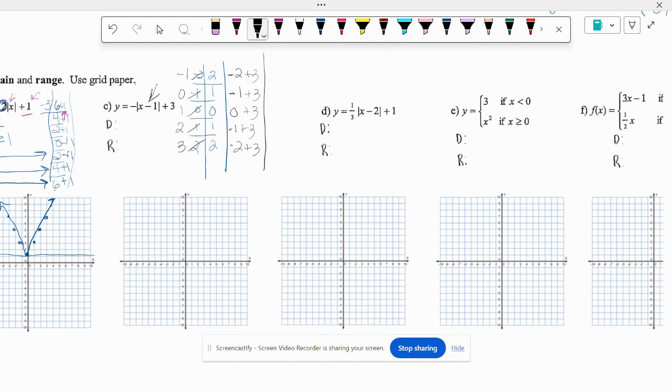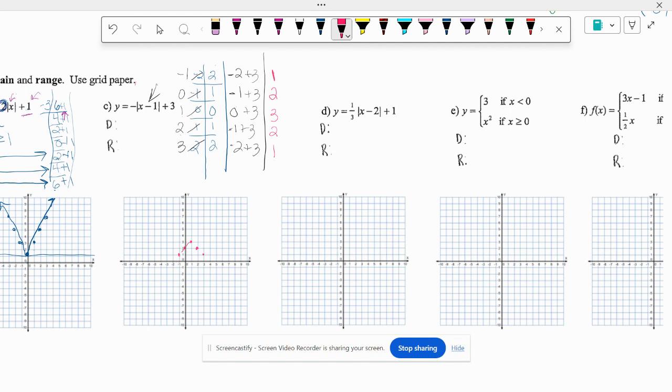So this says when x is -1, my output is 1. When x is 0, my output is 2. When x is 1, my output is 3. When x is 2, my output is 2. And when x is 3, my output is 1.